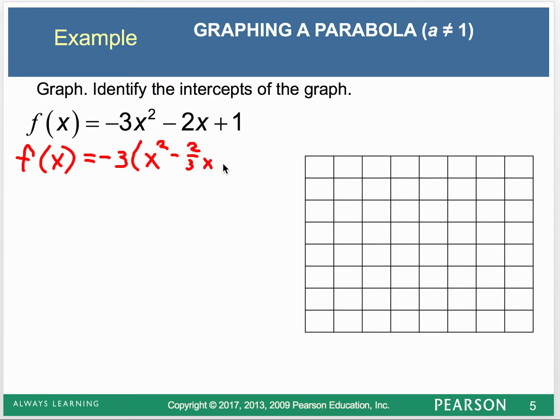So there, that looks fun already, right? So factor a -3 out. Okay, now I'm going to try to complete the square on this where my leading coefficient is 1. So I'll have this -3. All right, so I'm going to take half of 2/3, which is 1/3, right?